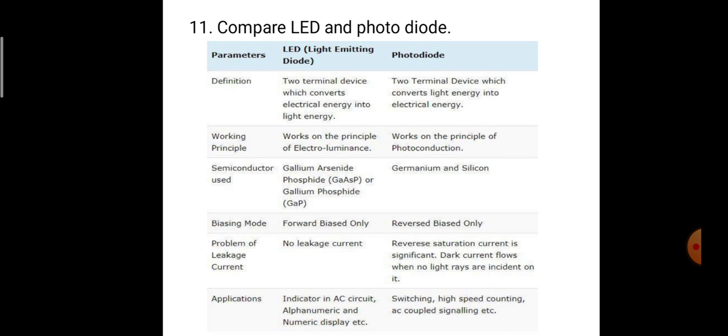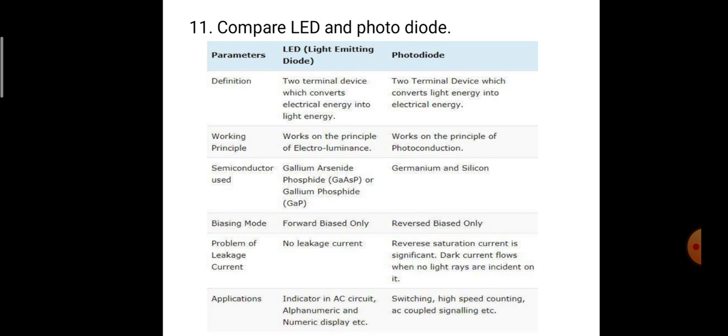Semiconductor used. LEDs use gallium arsenide phosphide or gallium phosphide. Photodiode uses germanium and silicon. Biasing modes. LEDs are forward biased only. Photodiode is reverse biased only. Problems on leakage current. LED has no leakage current. In a photodiode, reverse saturation current is significant. Dark current flows even when no light rays are incident on it.